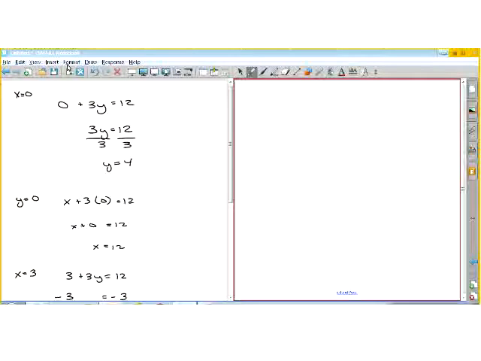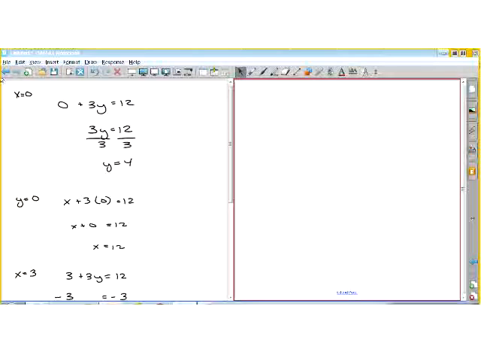Okay, we're going to skip over 7. It's basically what we've just been doing, so I'm not going to do that one. Now we're going to move on to this next large section. It says for each equation, give the x-intercept and y-intercept, and then graph the equation.